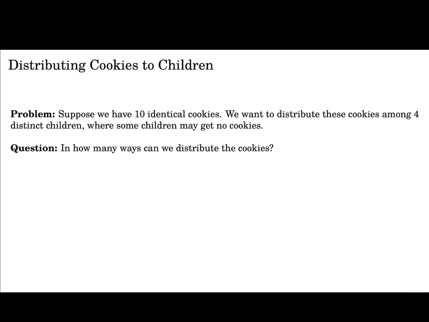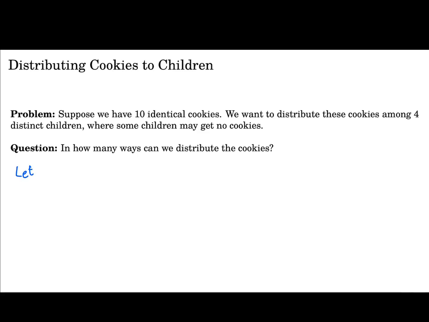Suppose we have 10 identical cookies and we want to distribute these cookies among 4 distinct children, where some children may get no cookies. So for our problem, it's okay to not give cookies to one of the children. In how many ways can we distribute the cookies? What are all the possible ways of distributing the cookies?